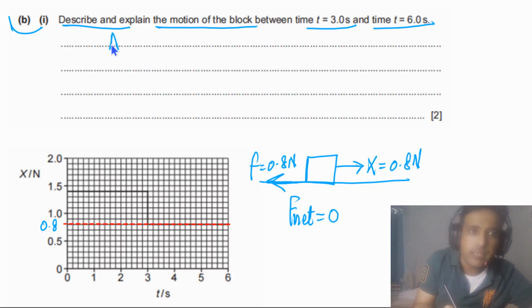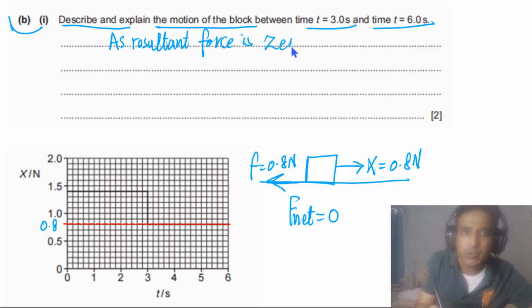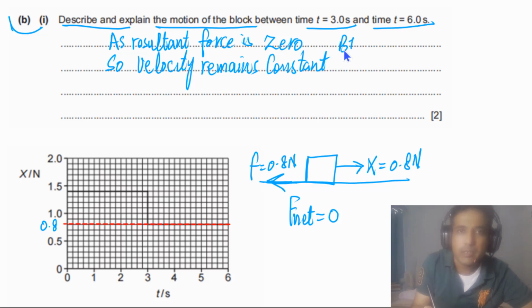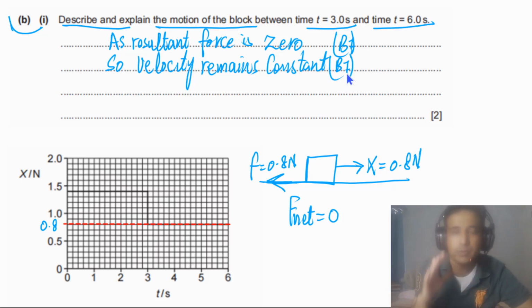So as the resultant force is 0, we can write here that the resultant force on the block is 0. So velocity remains constant. So this is how you can answer. This question has 2 marks: one for writing resultant force is 0, and second for writing velocity remains constant, which means the magnitude and direction of velocity remain constant.